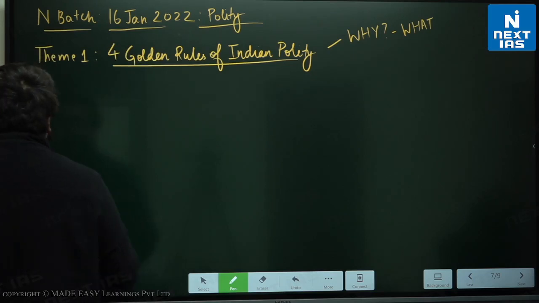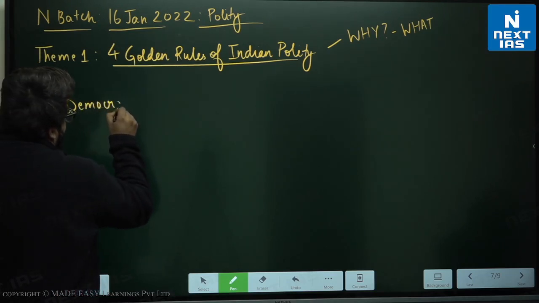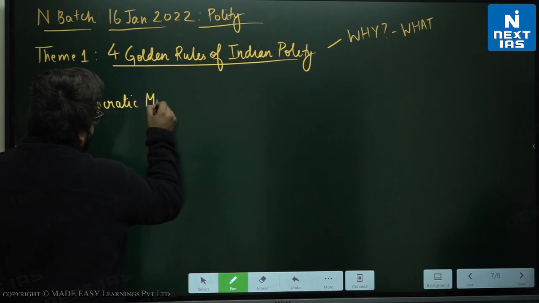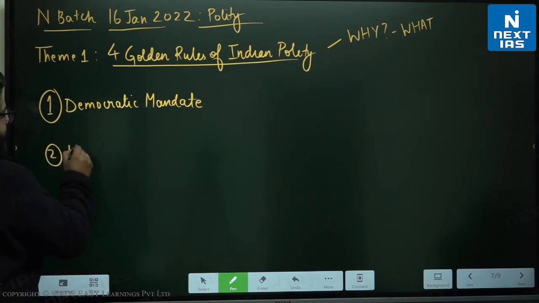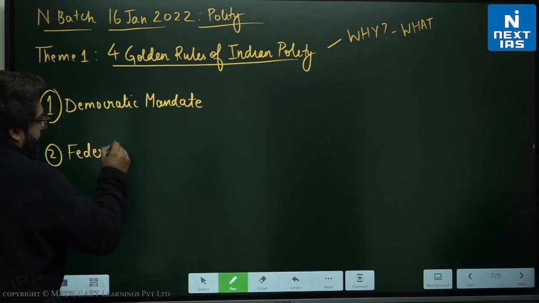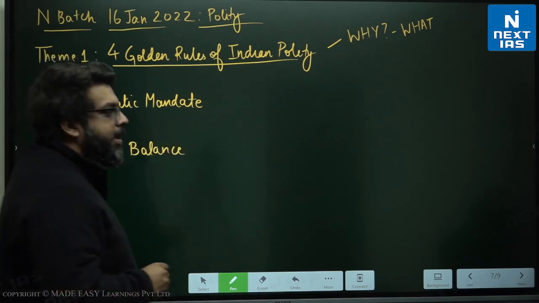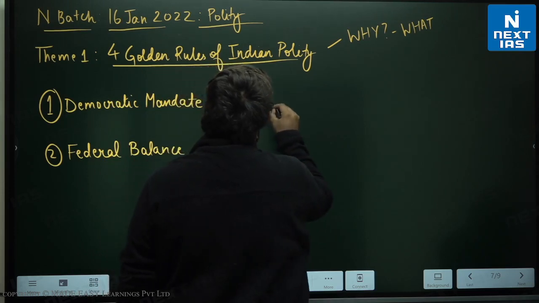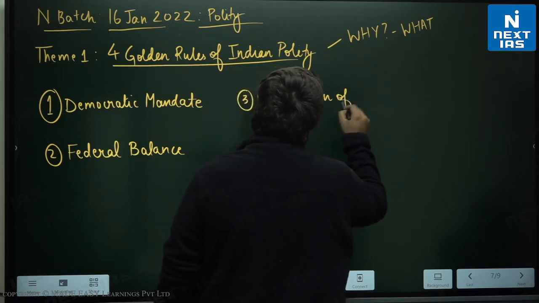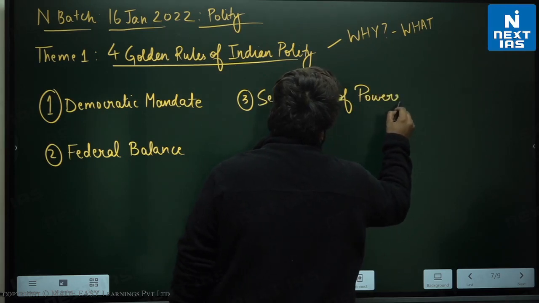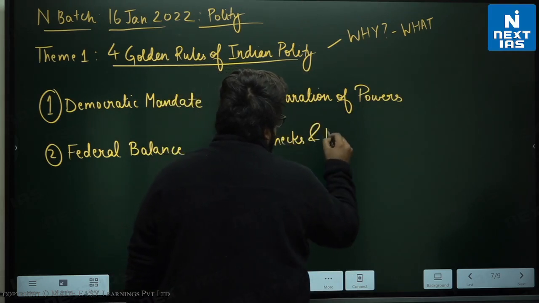There are basically 4 rules. Rule number 1 is called democratic mandate. Rule number 2 is called the federal balance. Rule number 3 is called separation of powers. And rule number 4 is called checks and balances.